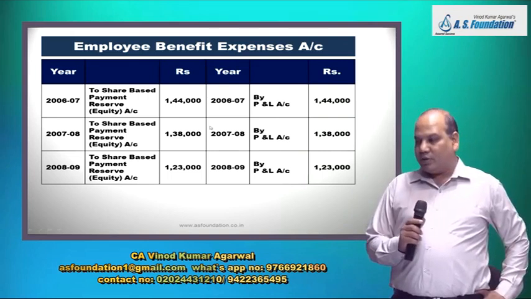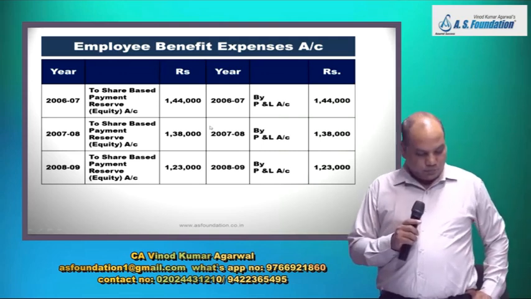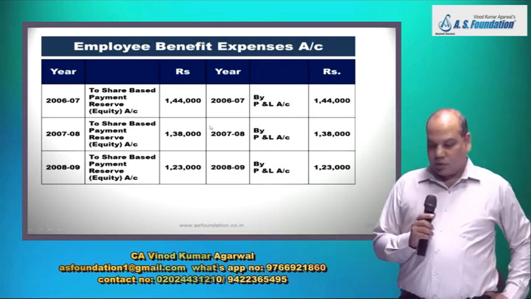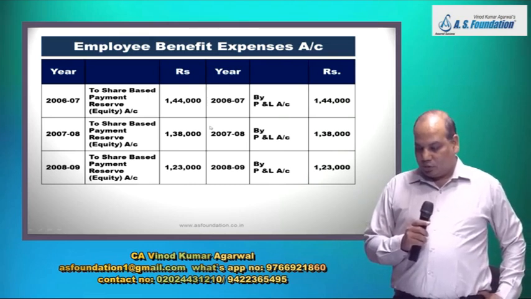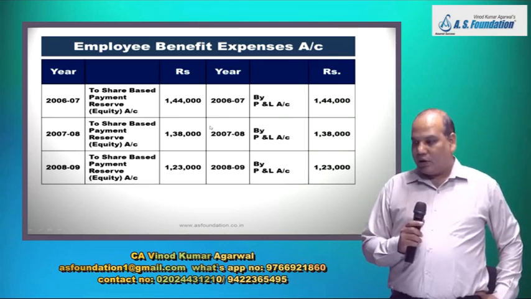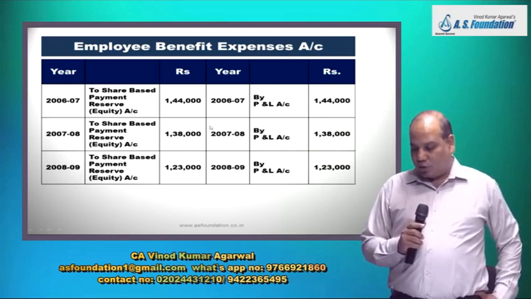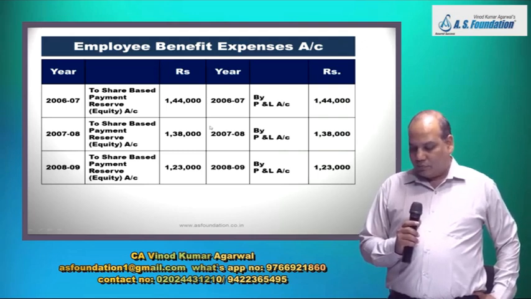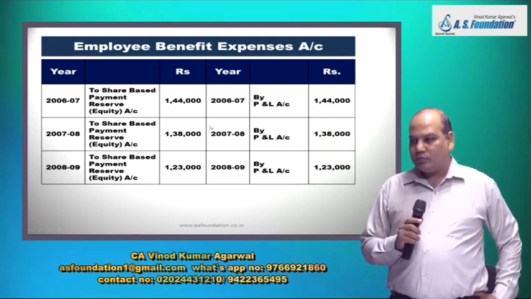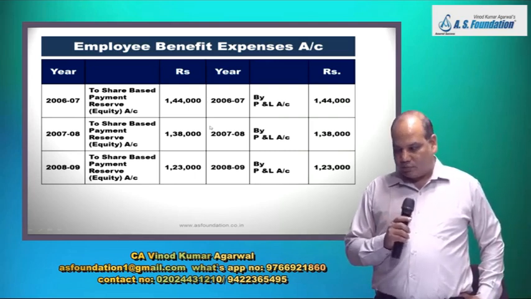Employee benefit expense account debit to share-based payment reserve account 1,44,000, right? Immediately right below, P&L account debit 1,44,000 to employee benefit expense account 1,44,000.